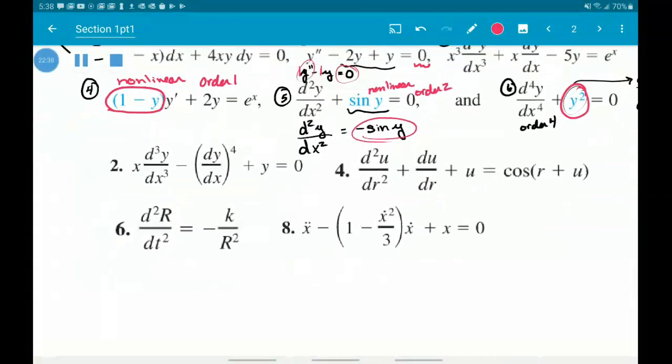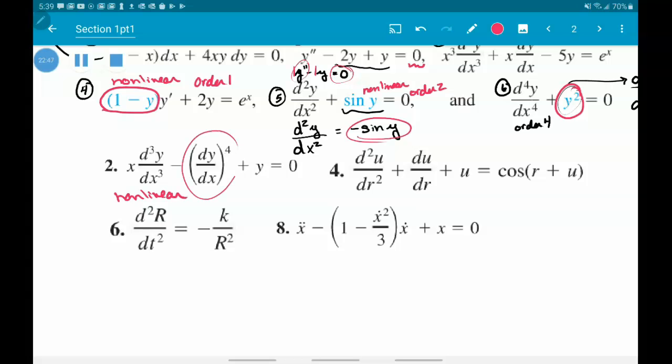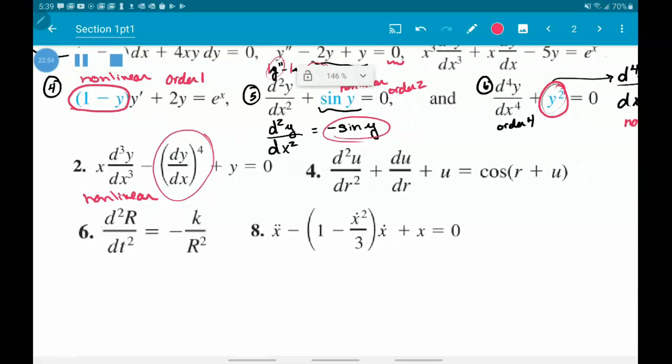Okay, also got a few more. Number 2, this guy's nonlinear. The issue is this term. We have a derivative taken to a fourth power. Can't do that for it to be linear. Number 4, this is order 3, before I forget, because we have a third derivative there. If we look at number 4, the order is pretty easy, right? The order is 2 because that's the highest derivative that we have.